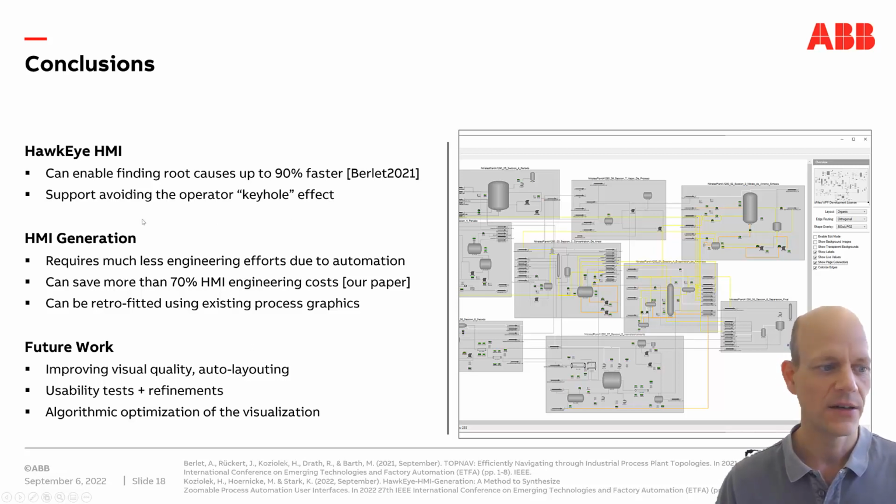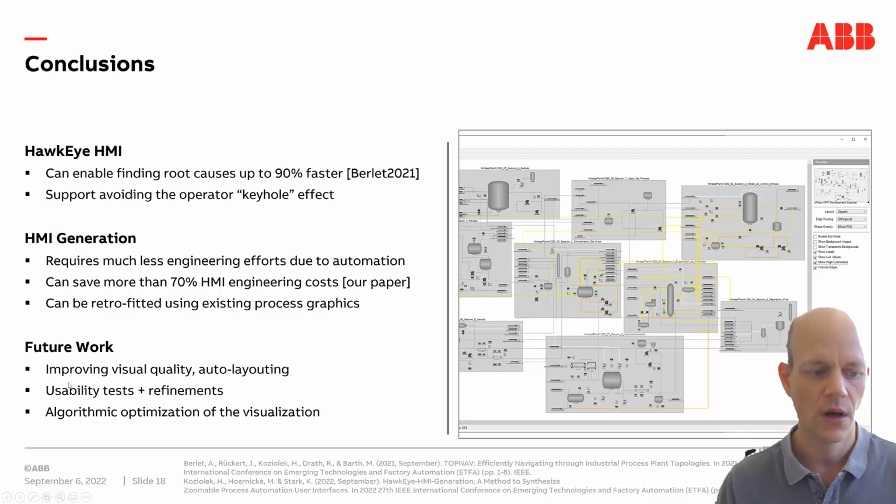We extend this here with an approach for generating those graphics, which requires then much less engineering efforts due to the procedural generation of the graphics. It can save more than 70% of HMI engineering costs. And because we can also import existing process graphics, this approach can be also used to retrofit existing plants and to have the zooming user interfaces as an add-on to an existing plant.